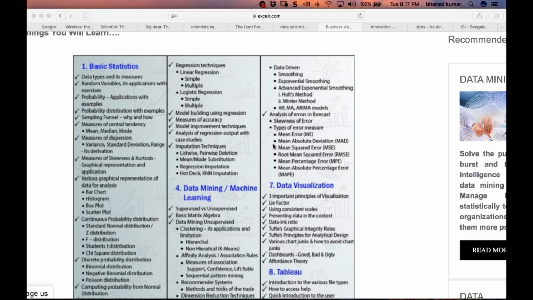And one more thing, is there any chance or any scope for data science and data analysis in SAP?